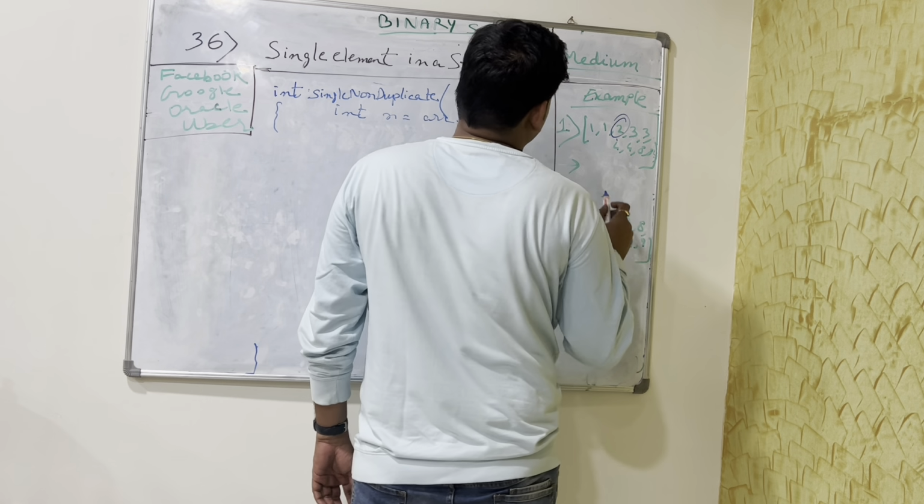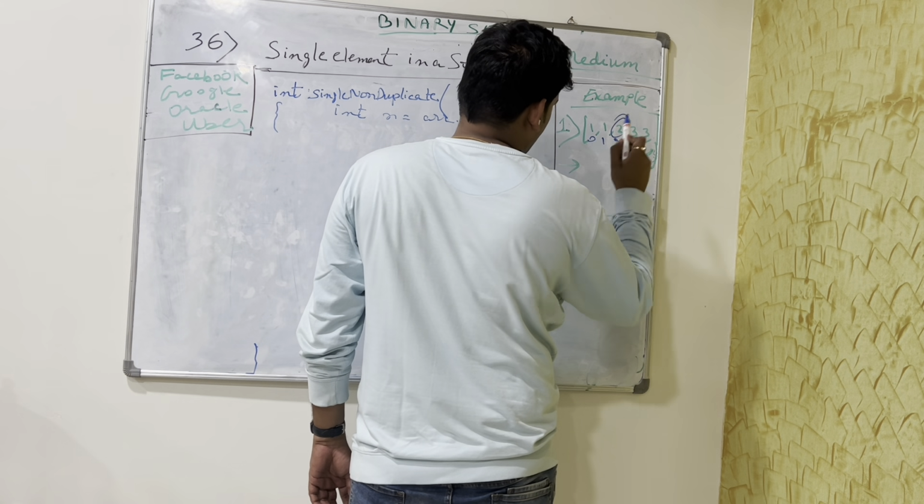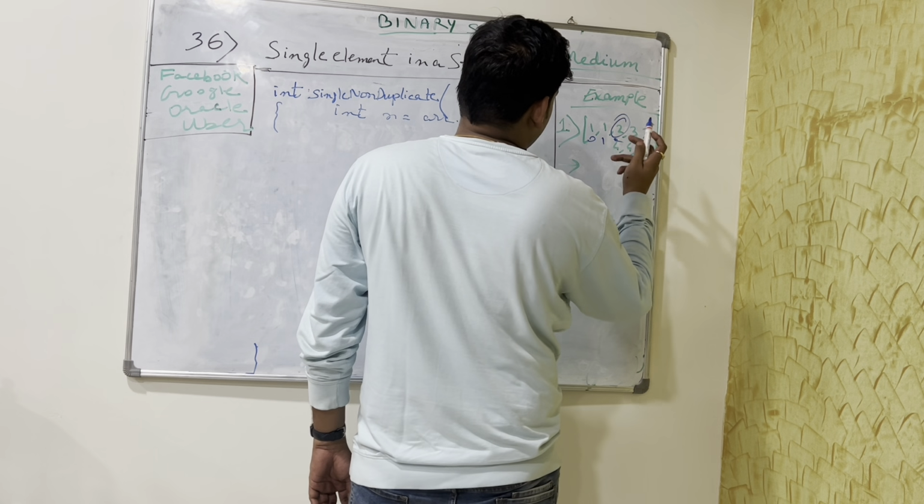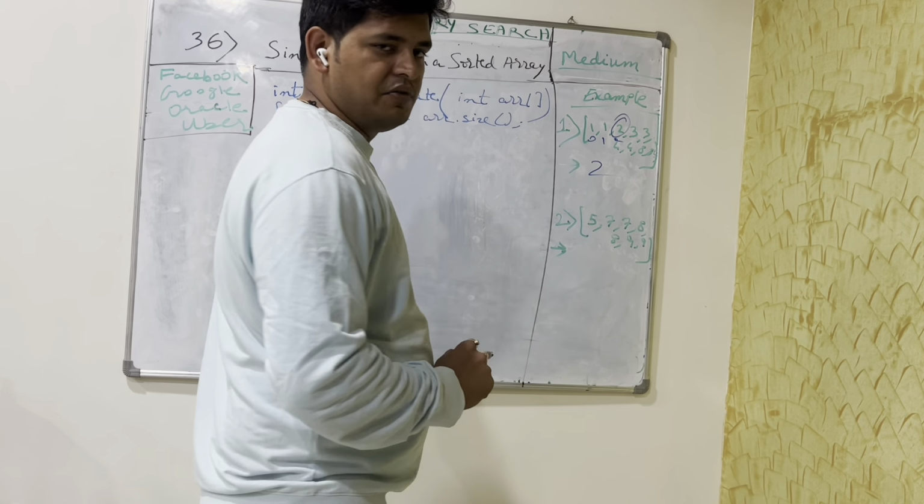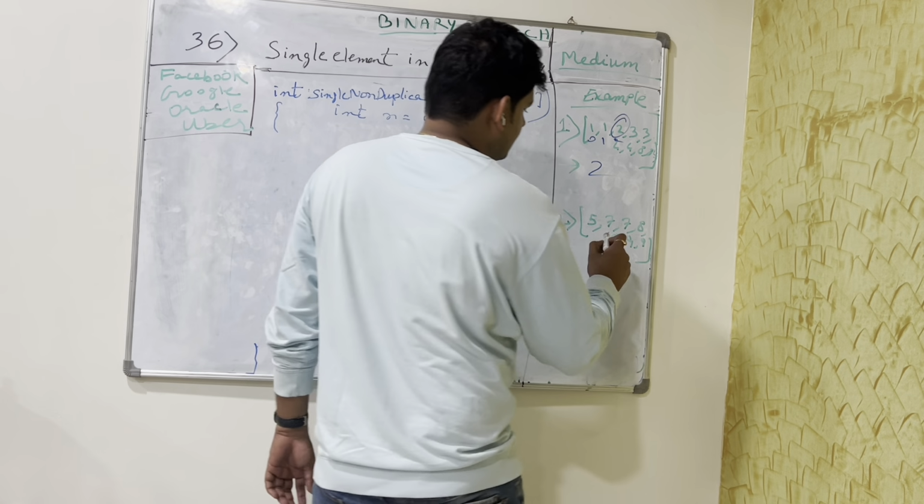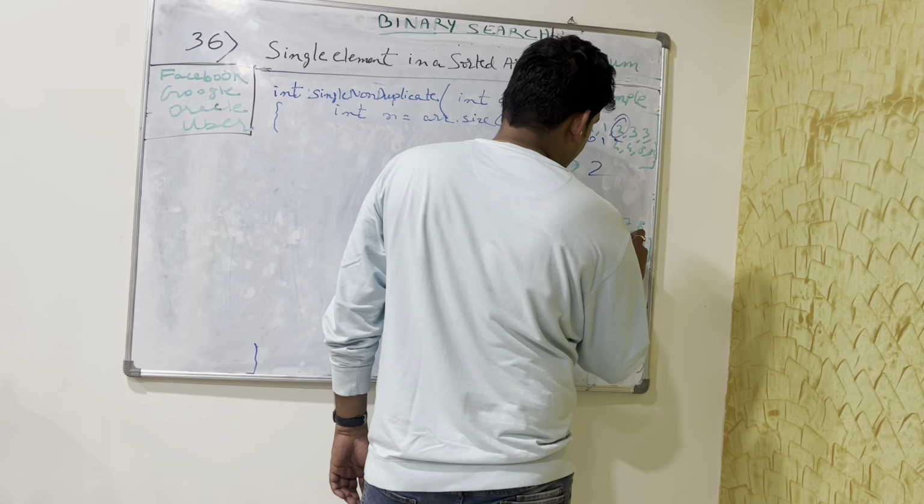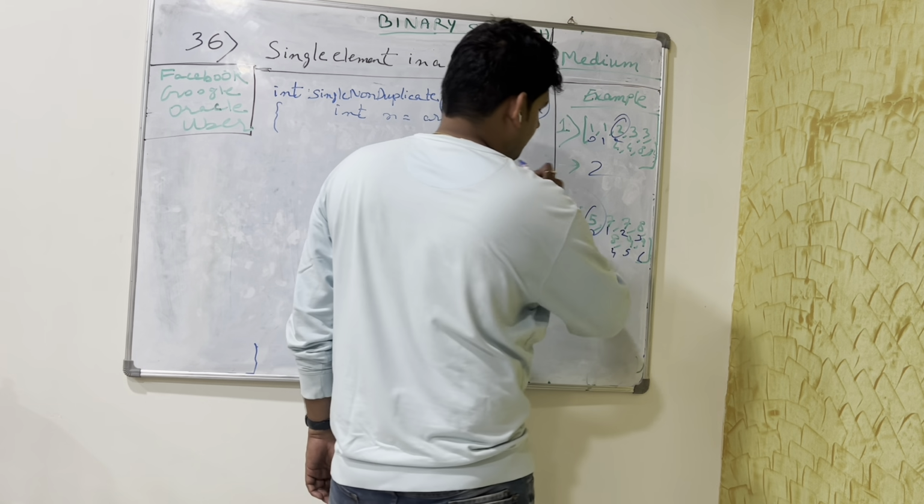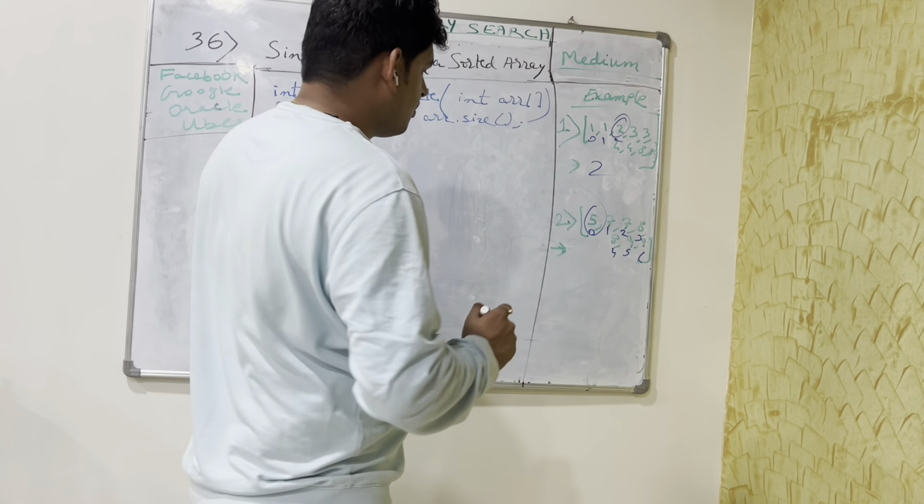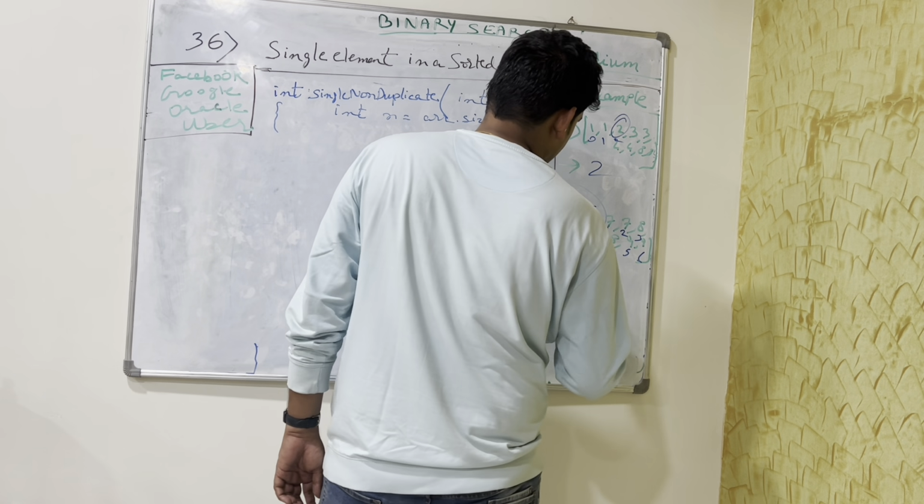So we need to return maybe the index or the number, anything. Say we need to return the index. So this is the second index element which has not been repeated. Here in this case, 0, 1, 2, 3, 4, 5, 6, and we see this first element has not been repeated. So we need to return 0.